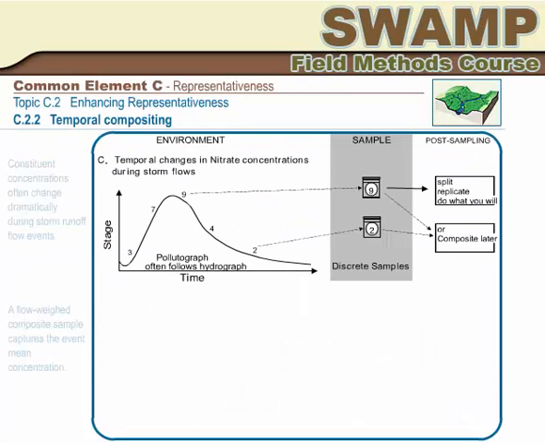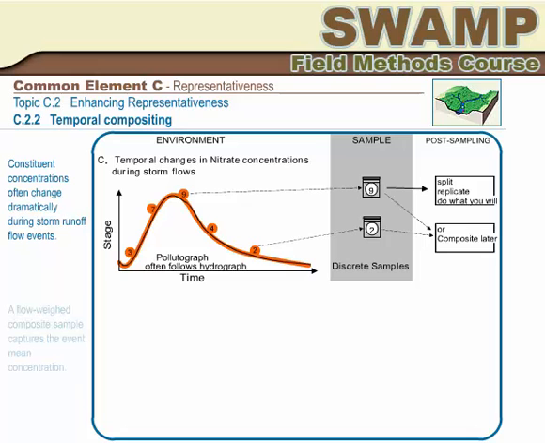Here is an example of temporal variability. Constituent concentrations may change dramatically in the course of storm runoff flow events. Existing data indicate that the pollutograph, or the plot that shows the concentrations of a potential pollutant, often follows the hydrograph, which is the plot that shows how the water level changes over time.